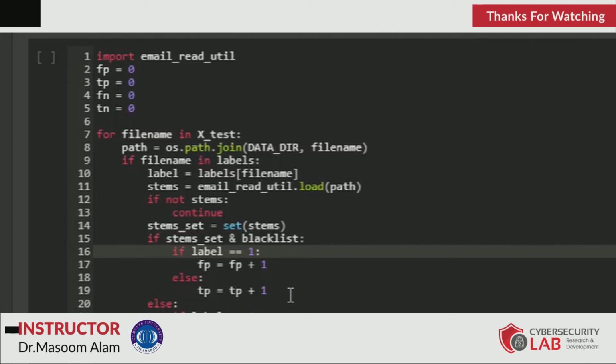It will be incremented. Similarly, if the stem set and the blacklist are not true and still the label is 1, this means we hit a true negative. The system is saying that the file is ham. And else, if this condition is not true, we have a false negative counter incremented by 1.